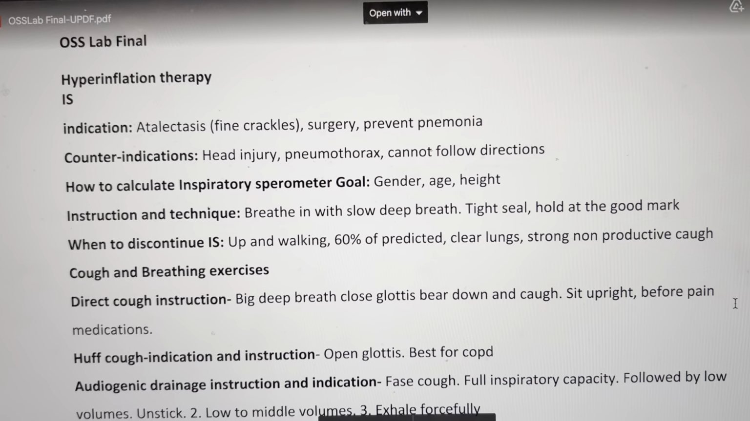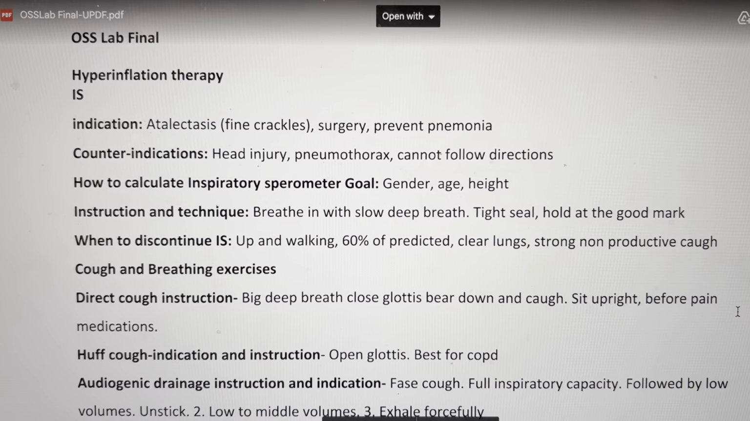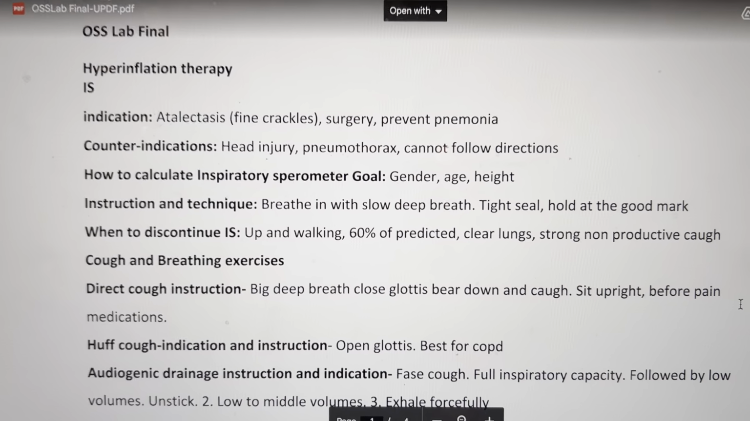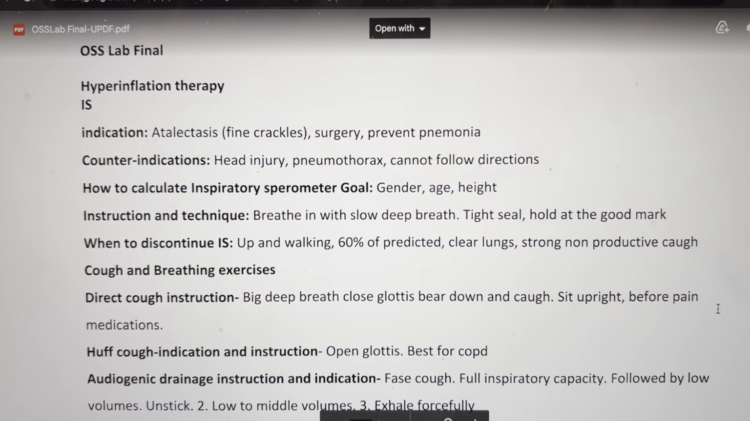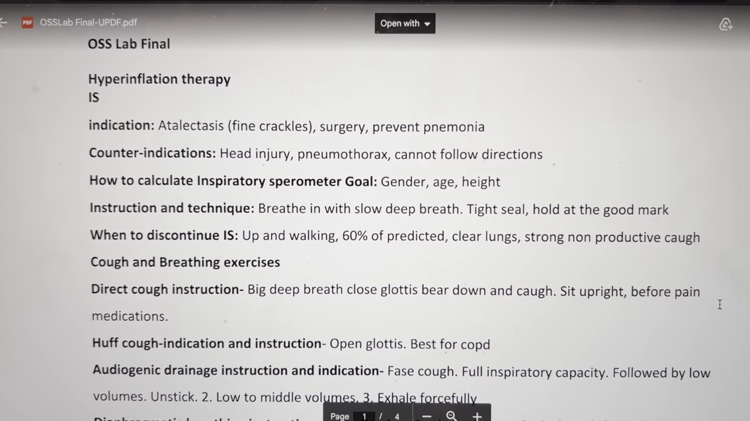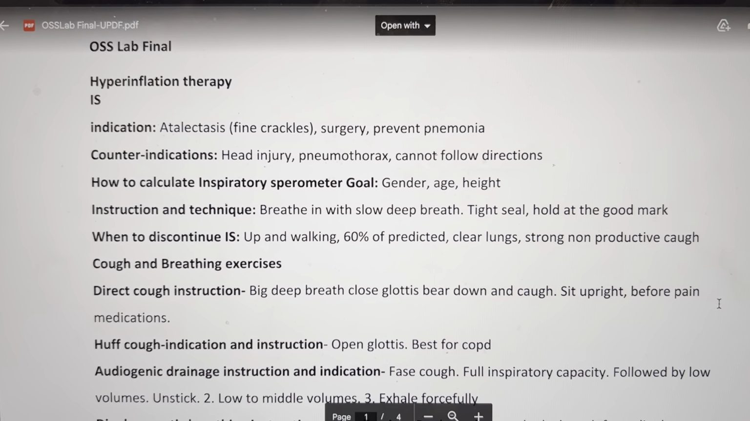Contraindications for inspiratory spirometer are head injury, pneumothorax, and cannot follow directions.